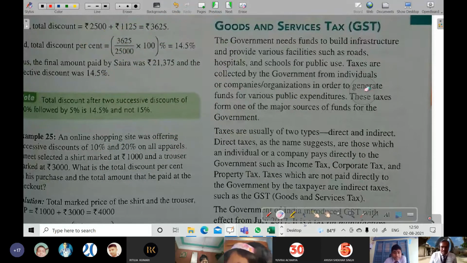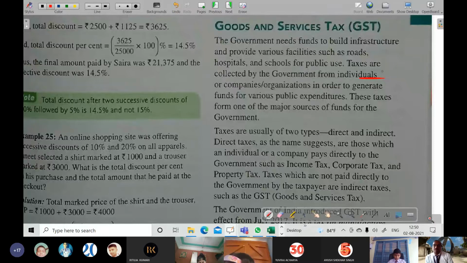Taxes are collected by the government from individuals; the general person also gives. Income tax we are giving, land tax we are giving. Many taxes are there, or from companies and organizations, in order to generate funds for various public expenditures. These taxes are one of the major sources of funds, one of the major sources of income of the government.